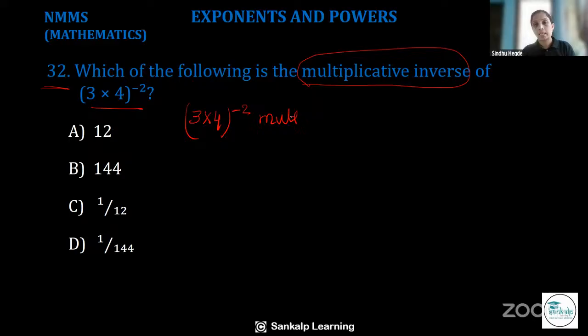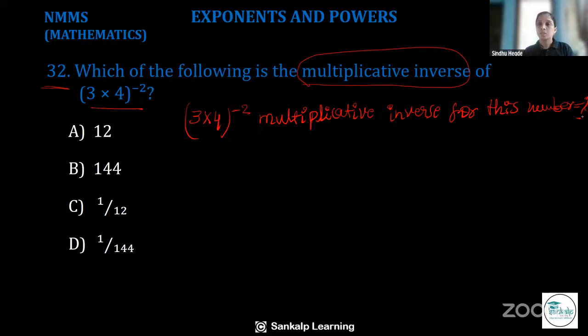The multiplicative inverse for this number is what? Okay. First, we will calculate the answer for this one. Later, we can discuss what the multiplicative inverse is. First, find out the answer for this. (3 into 4) whole to the power minus 2 is equal to 3 into 4. 4 threes or 3 fours are 12. So 12 to the power minus 2.